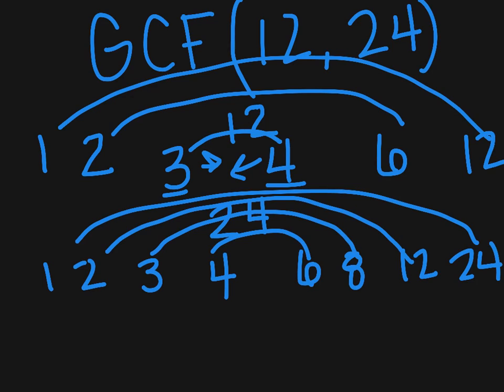Now, if I'm looking for the greatest common factor, I'm looking for the factor that both 12 and 24 share. That's the biggest. So I see that they have 1 in common. They also have 2, 3, 4, 6, and 12 in common. So I think to myself, well, which one of those is the biggest? Obviously, 12 is the largest factor that they share. So the greatest common factor of 12 and 24 is 12.